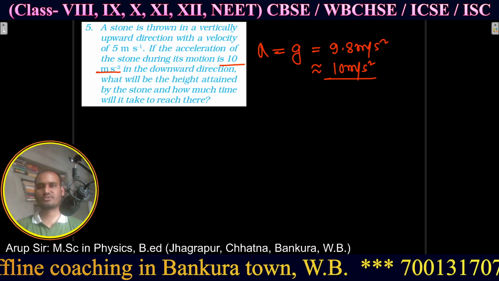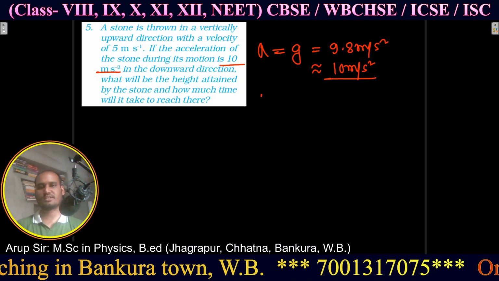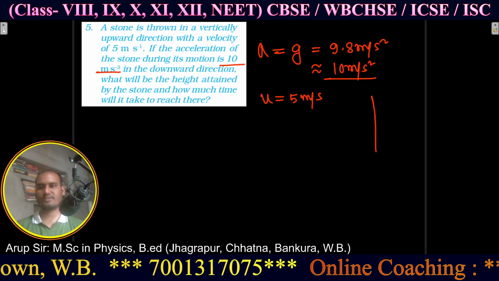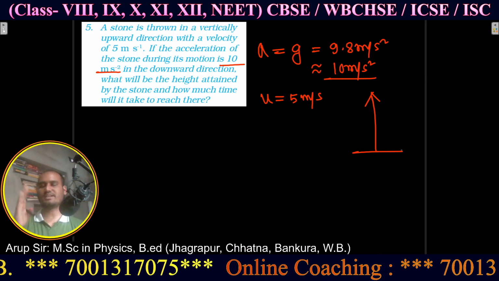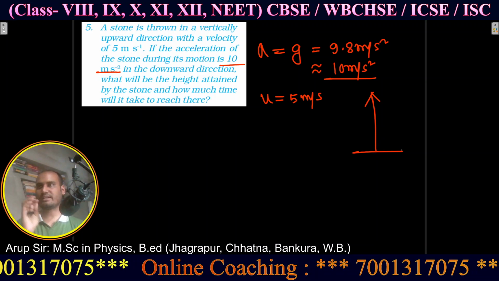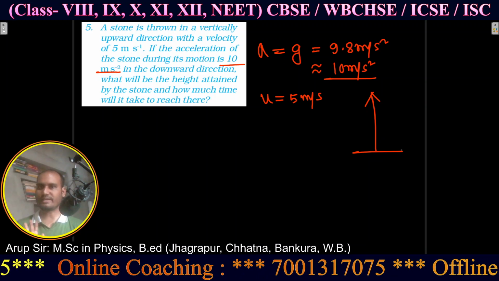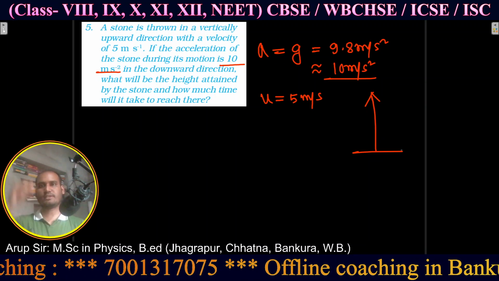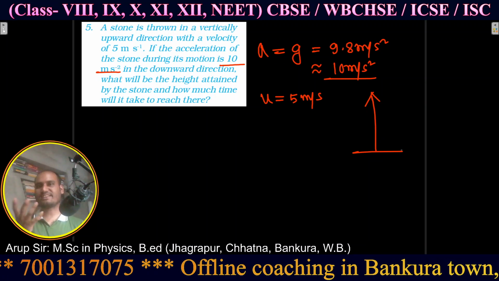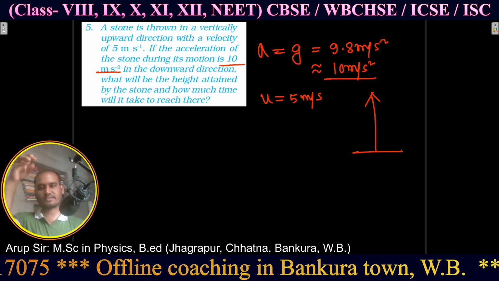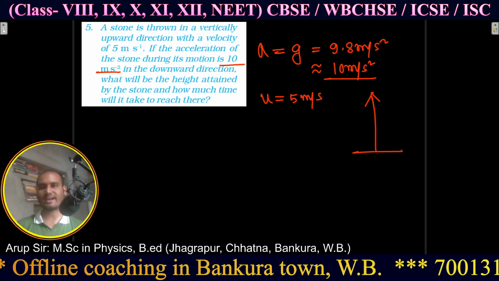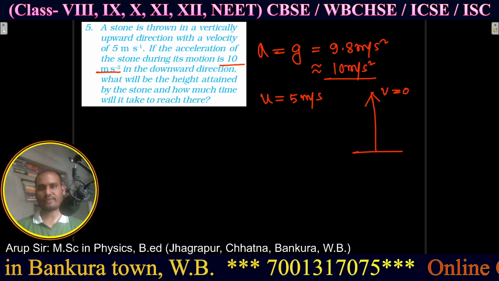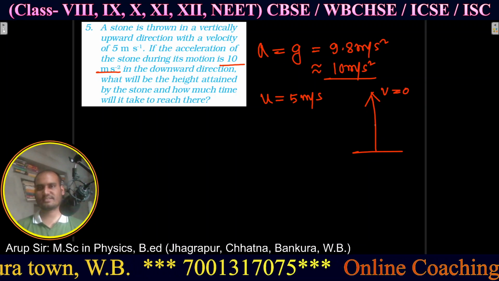So a stone is thrown vertically upward with velocity, means initially it is thrown with 5 meter per second. Now see, if a stone is moving upward, its velocity will decrease. Any stone you throw upward will stop at a certain height, right? So why is it stopping? Its velocity is continuously decreasing. This is why it is stopping at that particular height, at the top point. So finally it is 0. At the top point its velocity is 0.